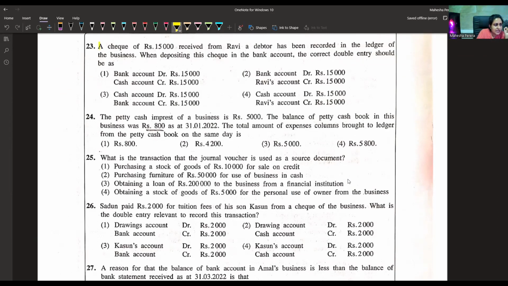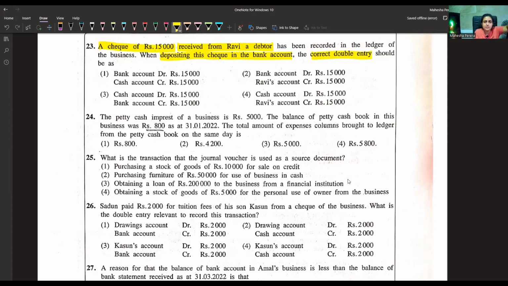A check of 15,000 rupees received from Ravi, a debtor. Normally we receive checks from debtors, from sales, and what's the other source? From income. Do you remember? So a check received from Ravi, a debtor, has been recorded in the ledger of the business. Ledger of the business means the ledger contains the ledger accounts. Ledger is the collection of ledger accounts, right? So when depositing this check in the bank account, what is the correct double entry?